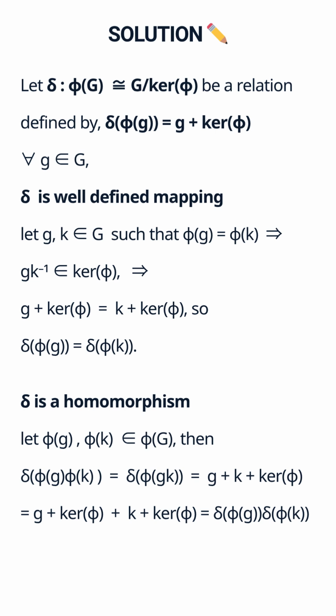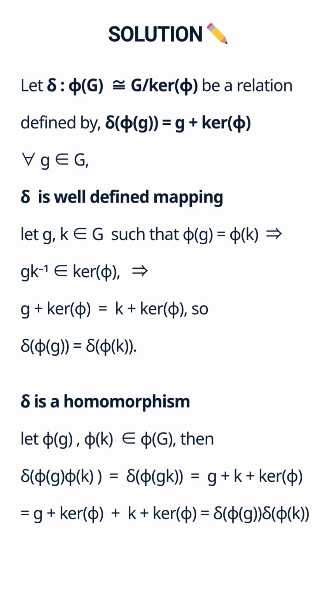So let G and K be elements of G such that phi G equals phi K. So this implies that G K inverse is an element of the kernel of phi, and so the left coset of the kernel of phi by G equals the left coset of the kernel of phi by K. And so the images of phi G and phi K under the mapping delta are the same.